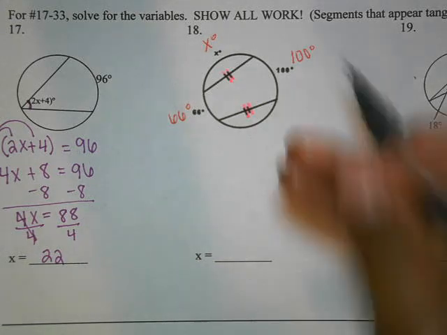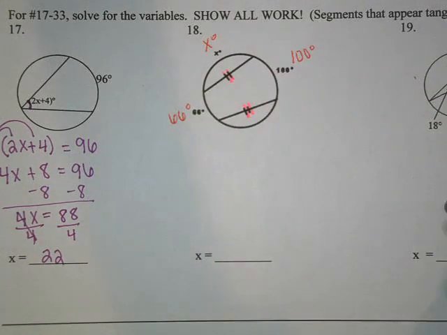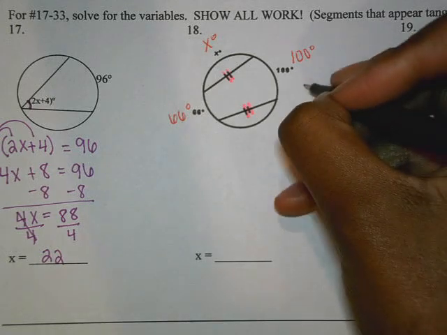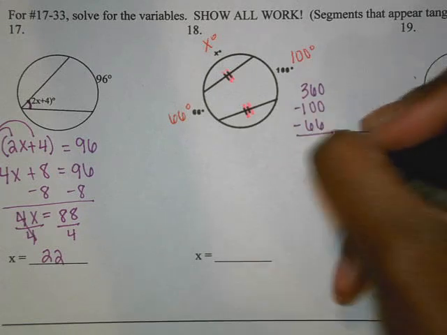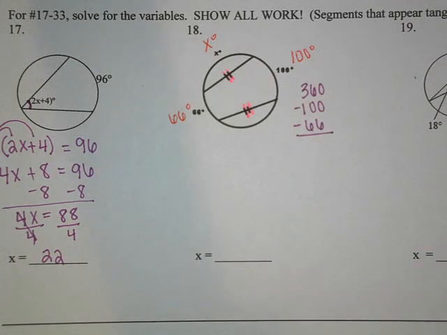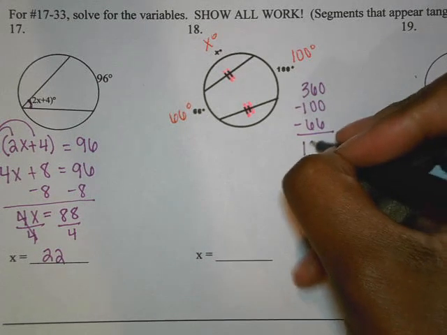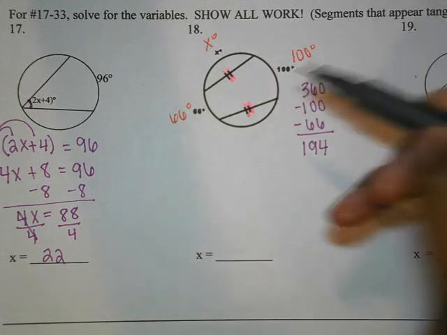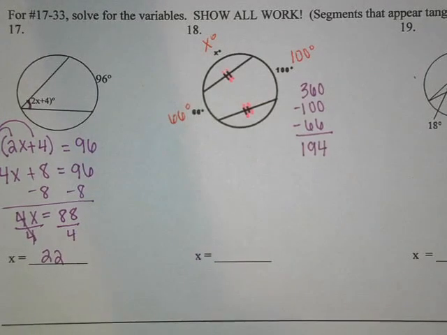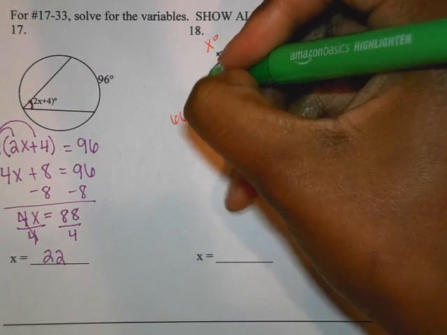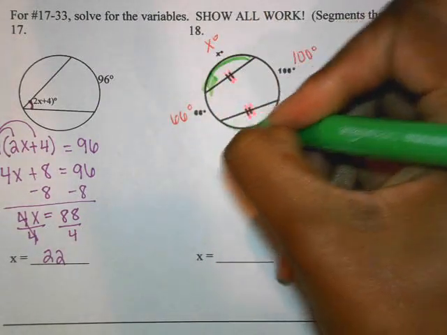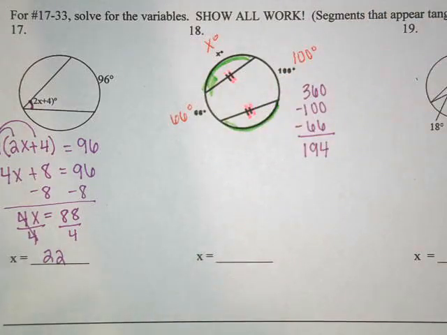All right, we learned that in a full circle, there's 360 degrees. So if I do 360 minus 100 minus 66, then I'll get what's left over. So type that in, 360 minus 100 minus 66. So I'm left with 194 on the rest of these arcs. This arc and this arc will equal 194.